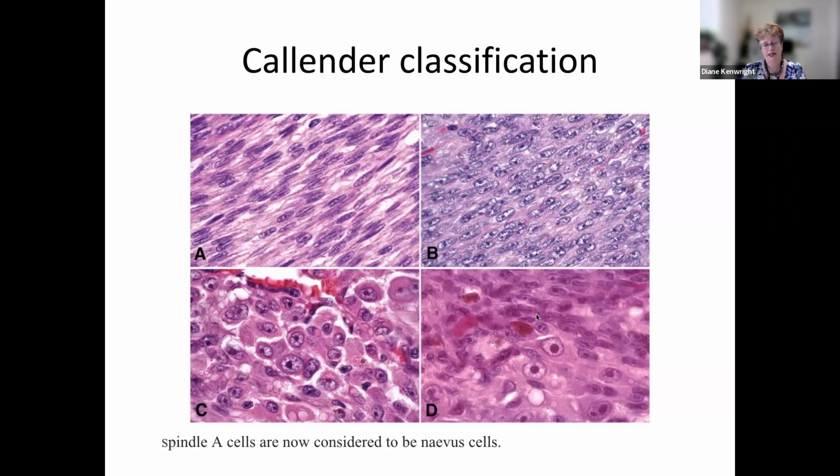So if more than 90% of the cells are spindly, we call it a spindle type. If more than 90% of the cells are epithelioid, we call it an epithelioid type. And if it's in the middle, we call it mixed. Diane, why do we care? Because it's prognostically important. Good answer. Good to know.